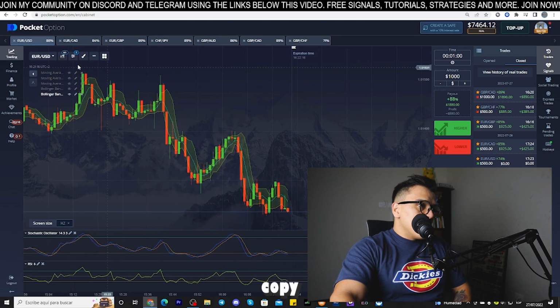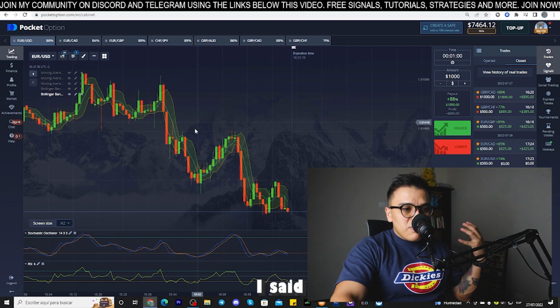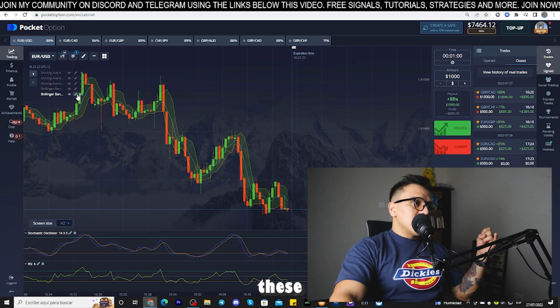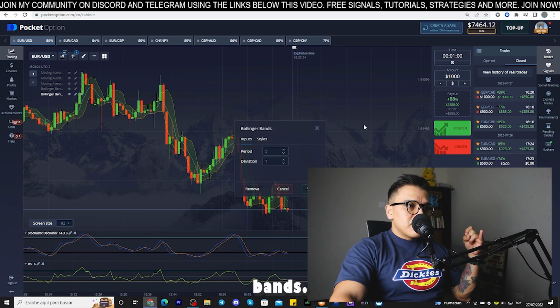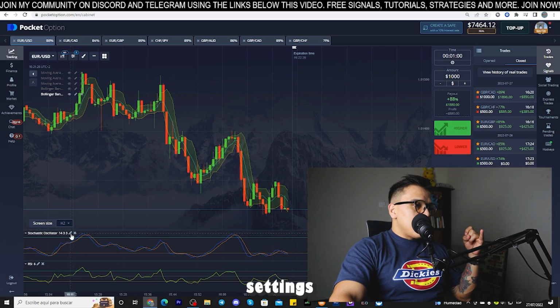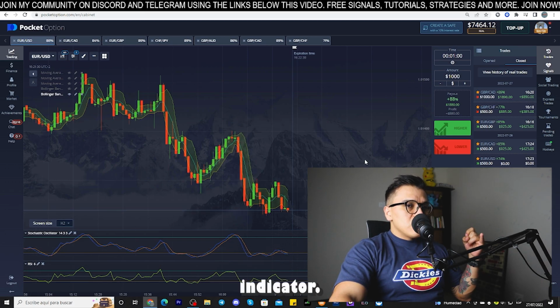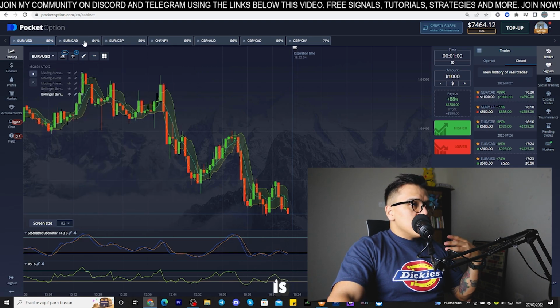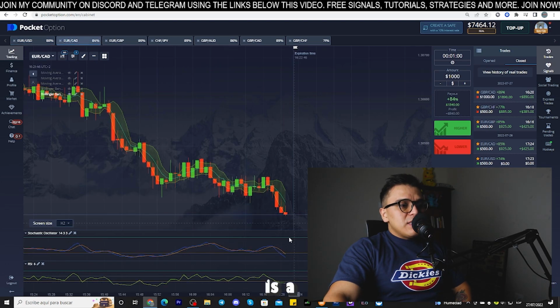But if you want to copy this strategy, just like I said before, remember to use the stochastic oscillator and the Bollinger Bands. These are the settings for the Bollinger Bands, these are the settings for the stochastic, and this is the period for the RSI indicator. So with these 3 indicators, all you have to do is, for example, in this case, maybe it's a good opportunity to trade for a call.